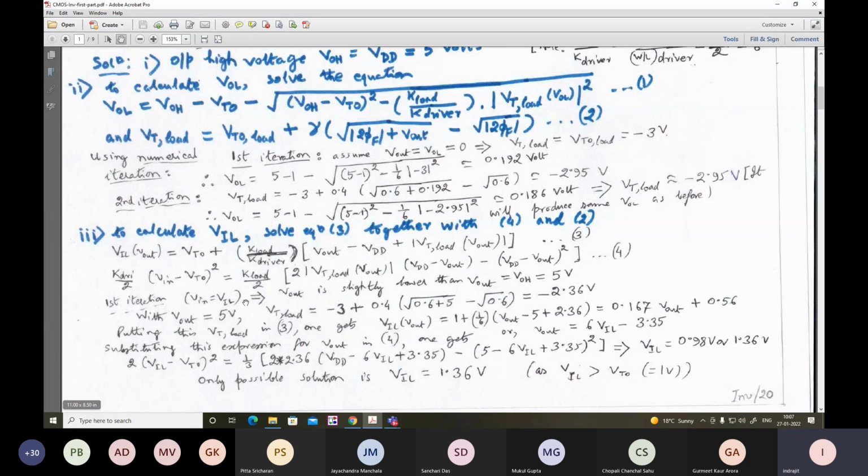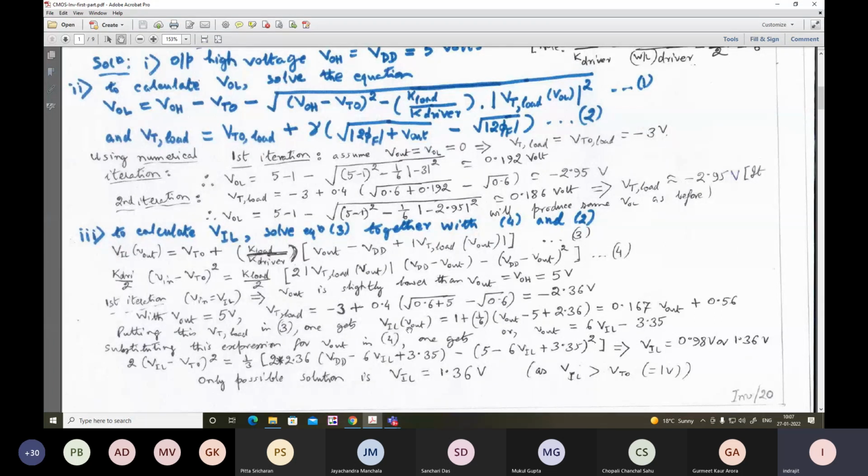So with that 5 volt, we calculate the threshold voltage of the load device. It is found to be minus 2.36. Putting this in equation 3, we can get an implicit relationship of VIL in terms of the output voltage. So only two unknowns are there, namely output voltage and the corresponding input voltage.